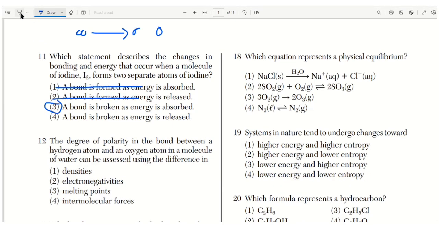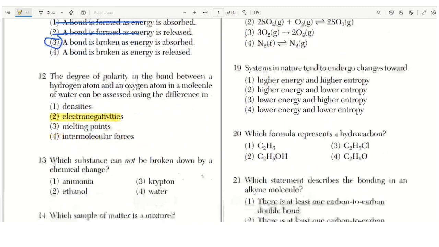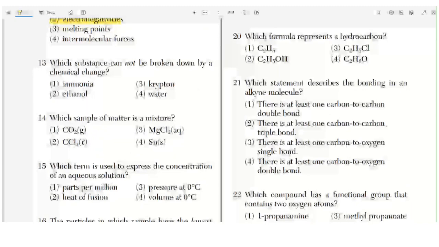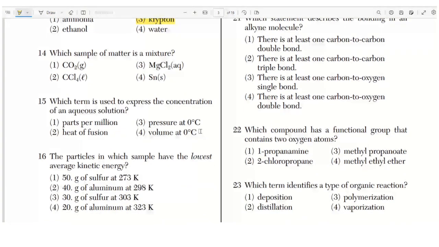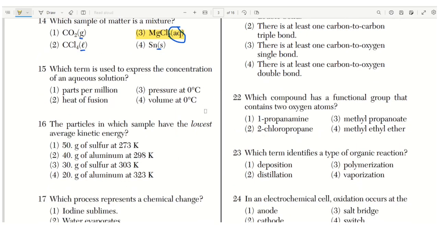All right, the degree of polarity in the bond between a hydrogen atom and an oxygen atom in a molecule of water can be assessed using the differences in electronegativities. You should just know that. Which substance cannot be broken down by a chemical change? Which one is an element? Krypton. Which sample of matter is a mixture? So what I'm looking at are the indications right here. And the one that is a mixture is right here. Why? Because it is magnesium chloride dissolved in water. So it's not just magnesium chloride.